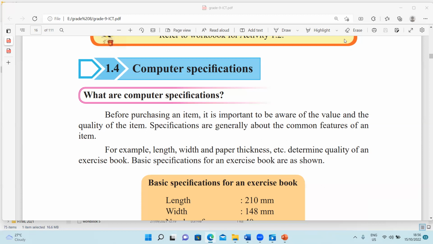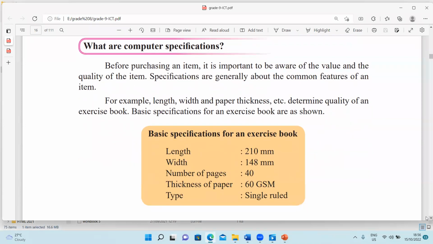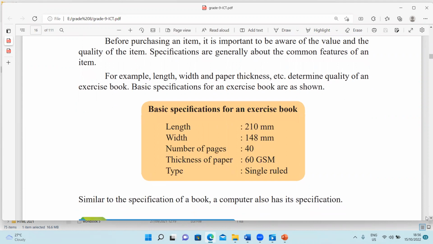For example, length, width, and paper thickness determine the quality of an exercise book. Basic specification means the quality, the length, the thickness. Just think about your writing book. When we consider a writing book, we have the number of pages, 80 pages, 120 pages. It may be a CR book or a normal book. There is a length, width, and thickness of the paper, that means 60 GSM or 80 GSM, 70 GSM, and whether it is single rule or double rule.